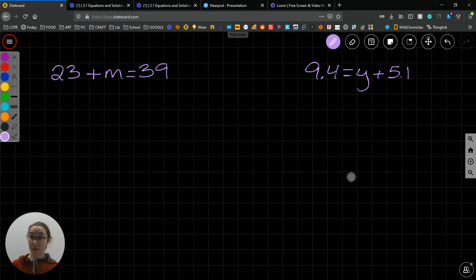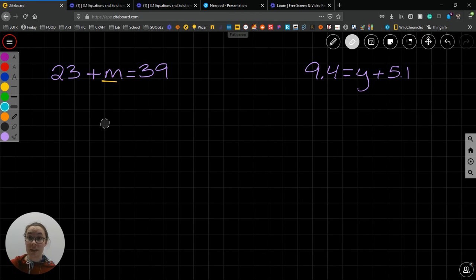So let's apply that to our other equations. Let's apply that over here. I have 23 plus m equals 39, and my goal is to get m by itself. To do that, I need to get rid of that 23. That 23 is being added to m, so in order to get rid of it, I need to do what's called the inverse operation. Inverse, you might remember from fractions, means opposite. The opposite, or inverse, of addition is subtraction.